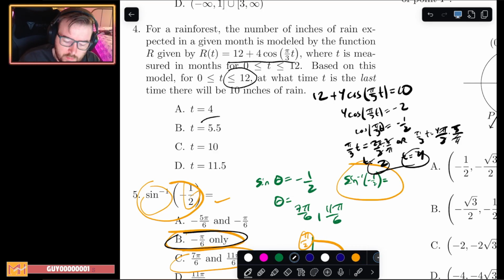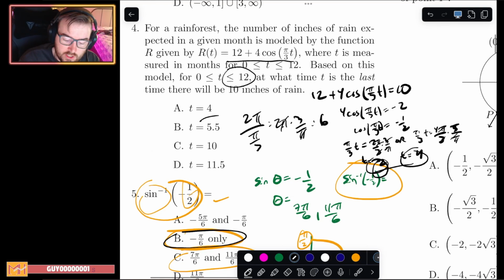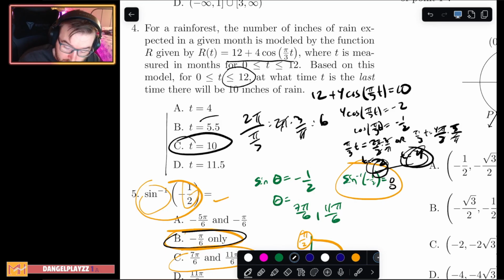When do these answers repeat themselves? Every period. What is the period? 2 pi divided by b, the period is 6. So this answer will repeat itself at 8, not listed, and this answer will repeat itself at 10, listed. Is there another one? 8 plus the period would give me 14. No, that's gone. We're already past. So the last time that it happens on the given interval is at t equals 10.